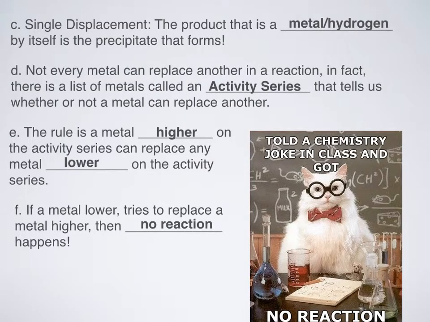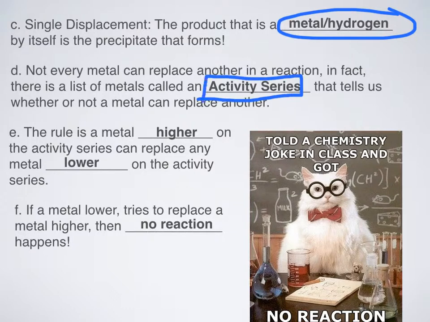What about single displacement reactions? Now, whenever I have a single displacement reaction, I get a product that is either a metal or it's going to be hydrogen gas. Okay? Not every metal, though, is allowed to replace another in a reaction. In fact, there is a list which we call the activity series. So if you take a look in Google Classroom, there is an activity series, and we can use it as a source to figure out whether or not a metal can replace another.